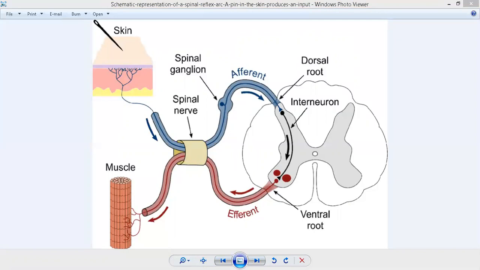Nerve roots. The spinal nerves arise from both sides of the spinal cord and emerge through the intervertebral foramina. As you can see, this is the intervertebral foramina, and they exit from this. Each nerve is formed by a union of the anterior and posterior nerve root. This is the anterior nerve root, and this is the posterior nerve root.